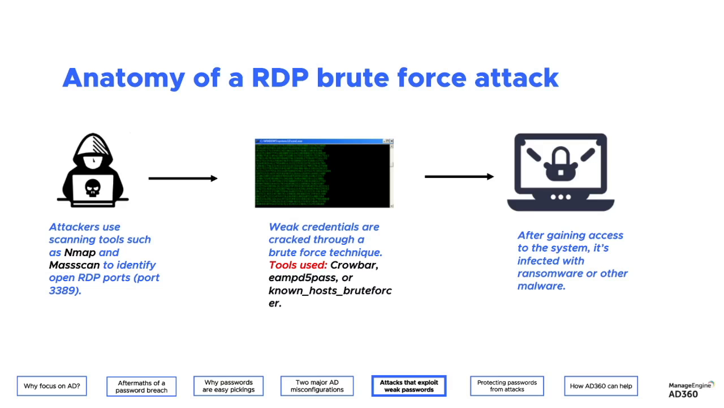So the anatomy is pretty straightforward. The attackers use a tool, Nmap being most commonly used. If there's a weak credential or a cracked password, they're going to use that. They're going to use a tool like Crowbar to brute force into your organization, and once they gain access, they're going to infiltrate and infect your system with ransomware. So RDP attacks are much more prevalent.